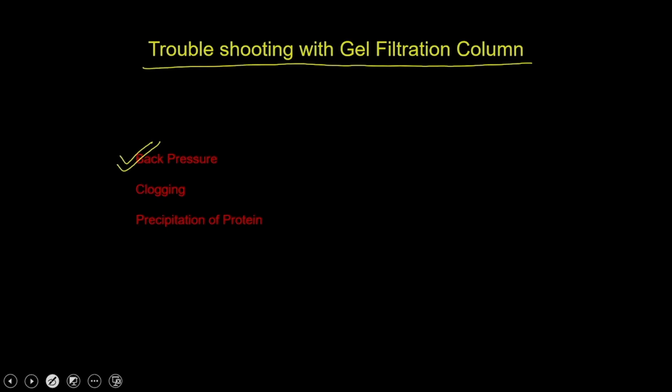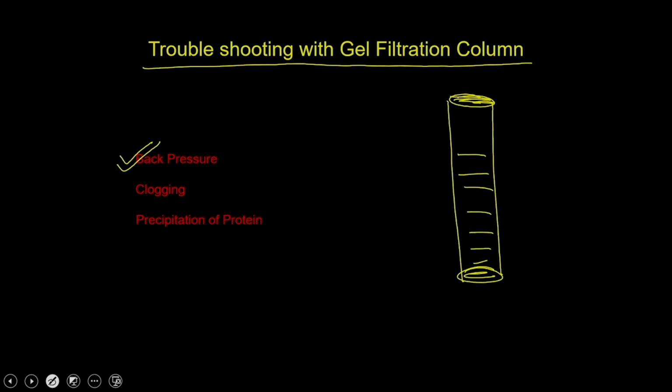When you run the columns, irrespective of whether you want it or not, all the columns have a filter on top and a filter at the bottom, and in between you have your material being packed. These filters always get proteins or other factors stuck to them, and because of that you are going to have back pressure.